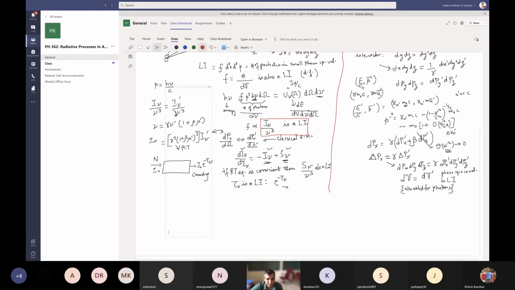So this is another radiative transfer concept. What about things like alpha nu?